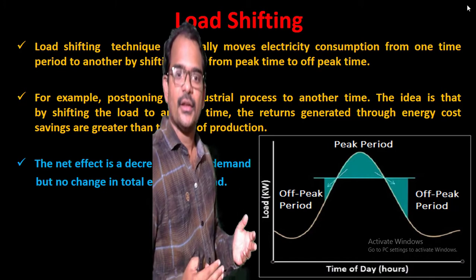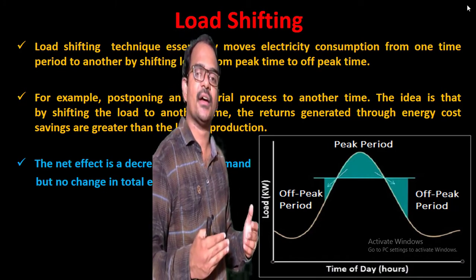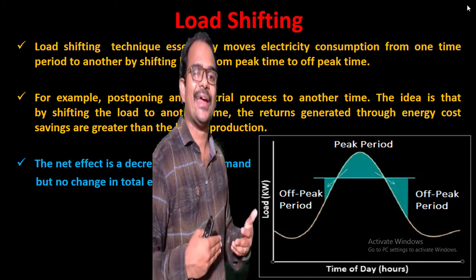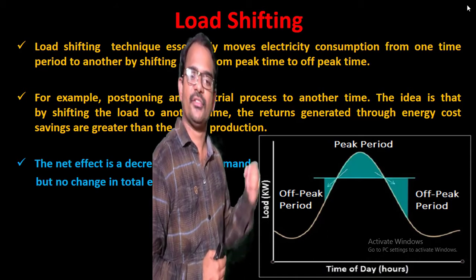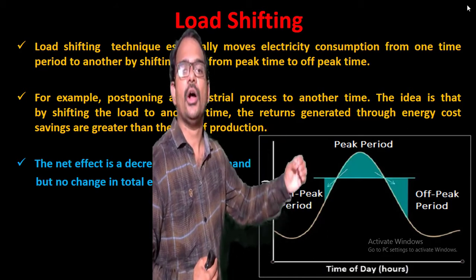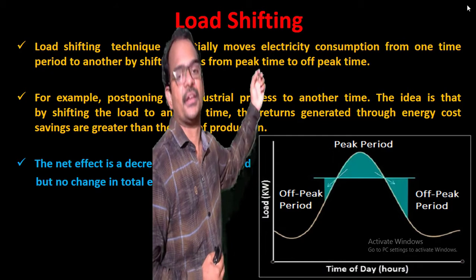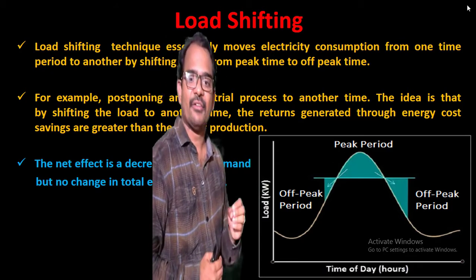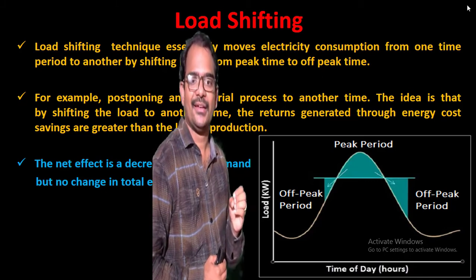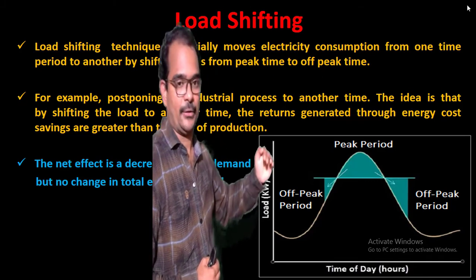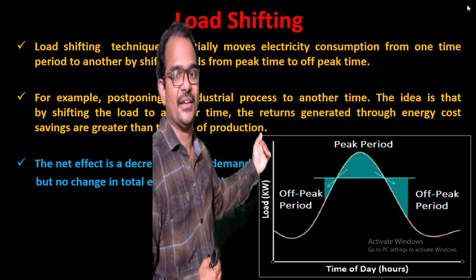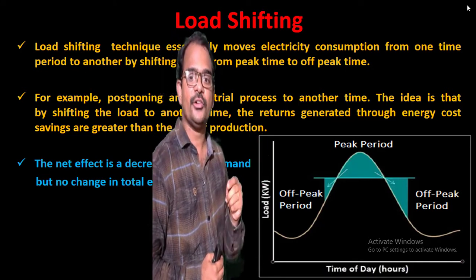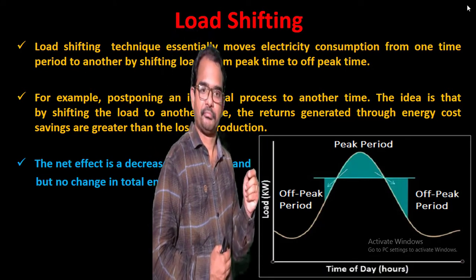Then automatically the industry will get savings in terms of energy cost, and that is the reason why industry will readily accept to change from peak period to off peak period. So this is how the load shifting will be performed. So the net effect of this load shifting is a decrease in peak demand. So obviously there is a decrease in the peak demand, but no change in total energy demand, right?